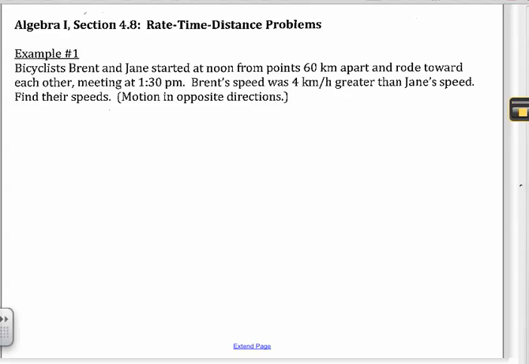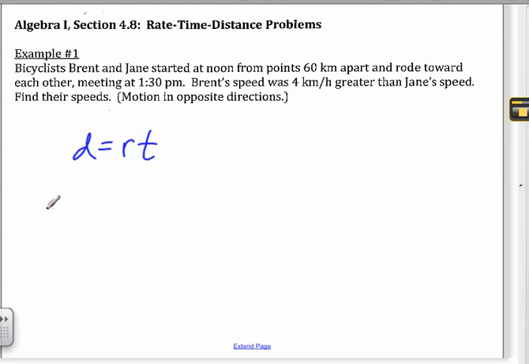Okay, guys, listen up. Today, in this section, we're going to be working on distance, rate, and time problems, or rate, time, distance problems up there. This is critical that you know this. Distance equals rate times time, or better yet, D equals RT, right? R next to T means time.